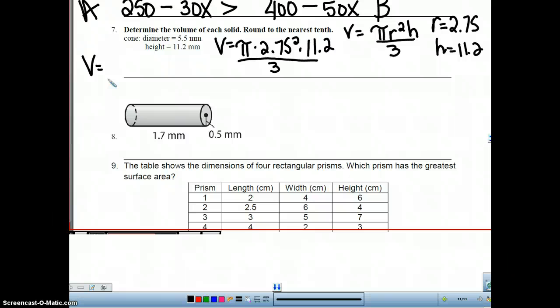Anybody else got something else? You get 86 point something, something, something, something. 698, something like that, right? What'd you get, Jacob? I got 266. Nope. Double check your answer. 88 point what? 697. Okay, but it says round to the nearest tenth, so we get 88 point what? 7. And what's our unit of measure? Millimeters cubed, because it's volume.